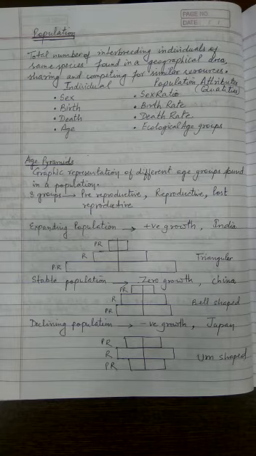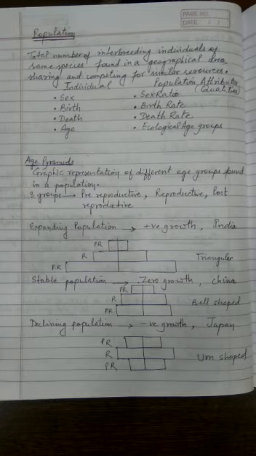And then we have the declining population in which the number of pre-reproductive individuals is lesser compared to the reproductive ones. So in the years to come, this population is going to show negative growth, and such an example is Japan, and the shape of this type of pyramid is called the urn shape.